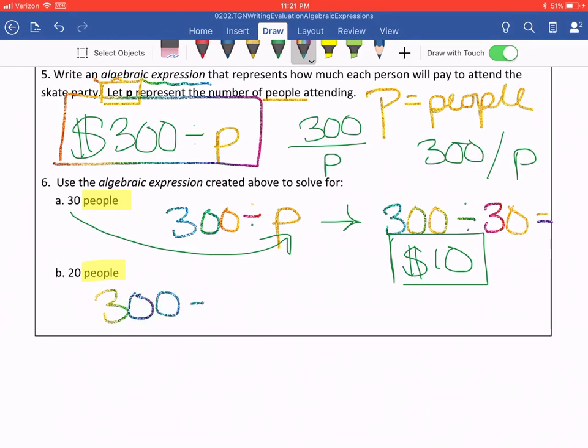Once we create an algebraic expression, we can use it for any of these scenarios, for any number of people. So go ahead and transform that expression by putting that 20 in the place of our variable P. And I'll give you a second to solve how much money each person would need to pay if 20 people went to the party. If you're feeling stuck, I'm going to be solving it right here.